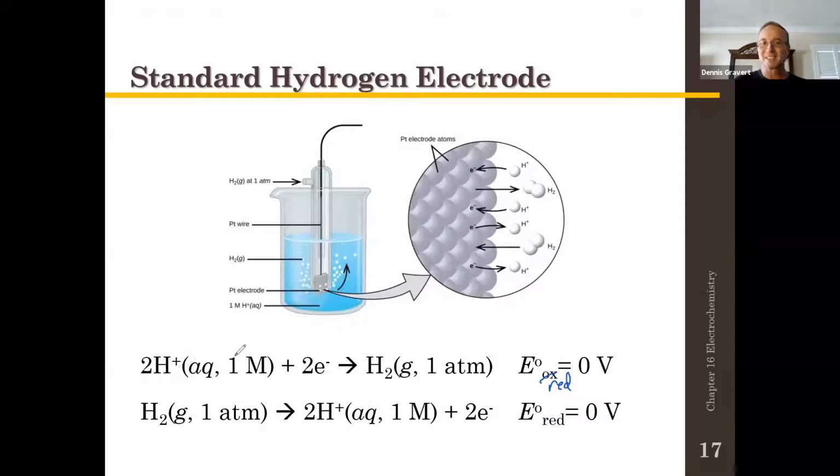This is a reduction reaction, right? H+ is gaining electrons. So the half cell voltage or standard potential is equal to 0 volts, just arbitrarily. And here hydrogen is losing electrons. That's the oxidation. So the oxidation potential for this hydrogen is also equal to 0 volts. We're just assigning it.